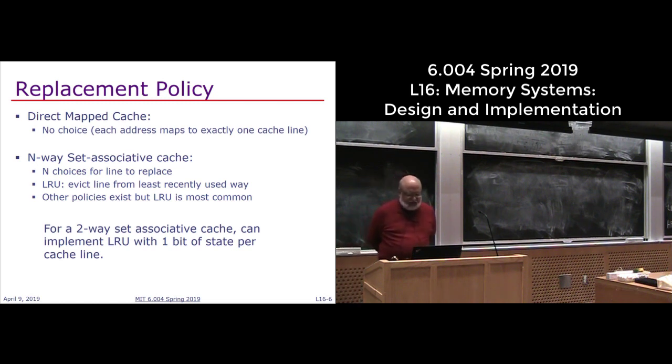Now, a two-way set associative cache can implement LRU with 1 bit of state per cache line, and you may wonder, really? I can keep track of which is what I referenced last. So can somebody explain to me how you would use 1 bit to keep track of which is the most recently accessed cache line?